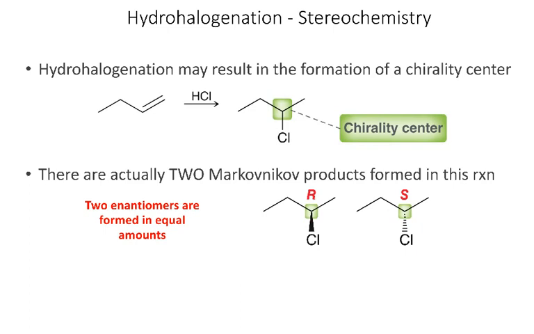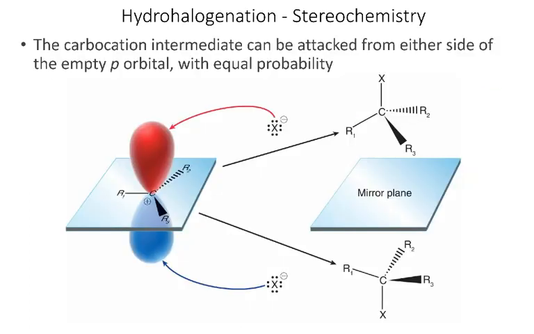It turns out in hydrohalogenation, we're going to get both products, generally in equal amounts. So this reaction would have two products. We'd have the R and the S. When we form the carbocation intermediate, it's basically planar. We have this empty p orbital, and so we can get nucleophilic attack from either side of the planar carbocation, and so we get both of the configurations in relatively equal amounts.